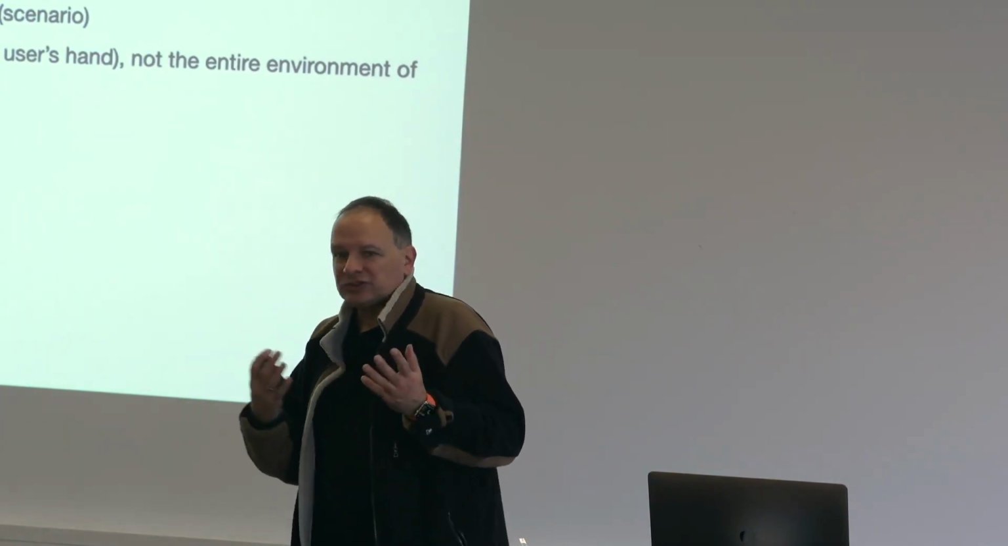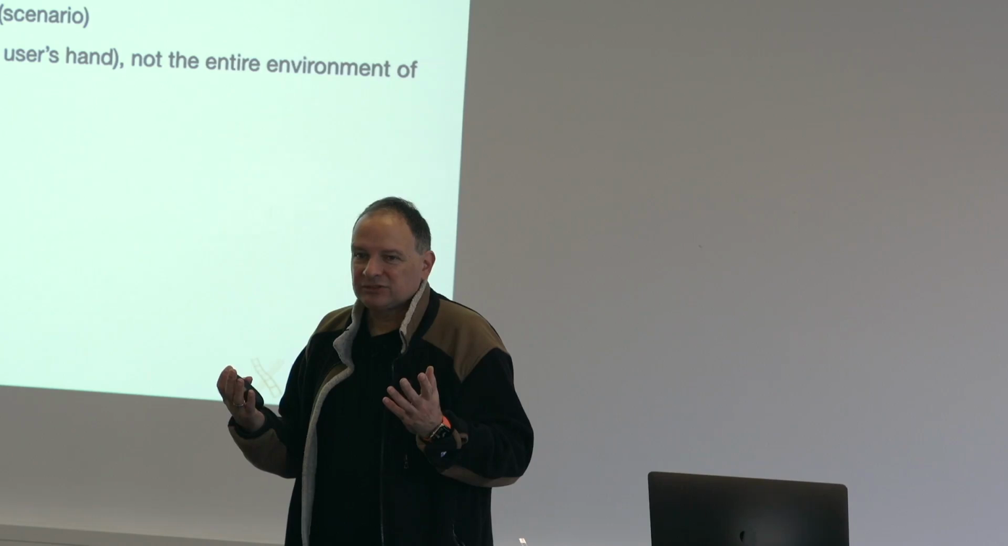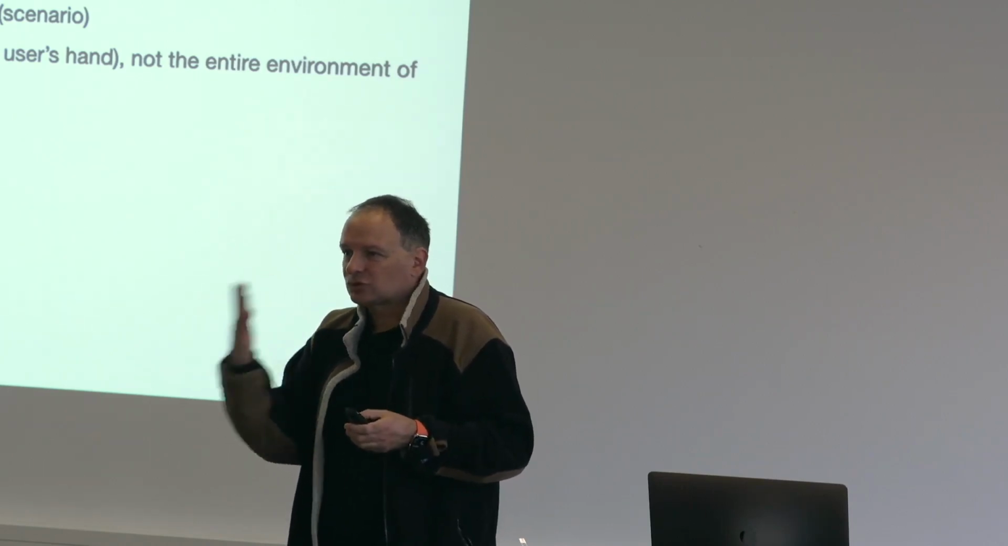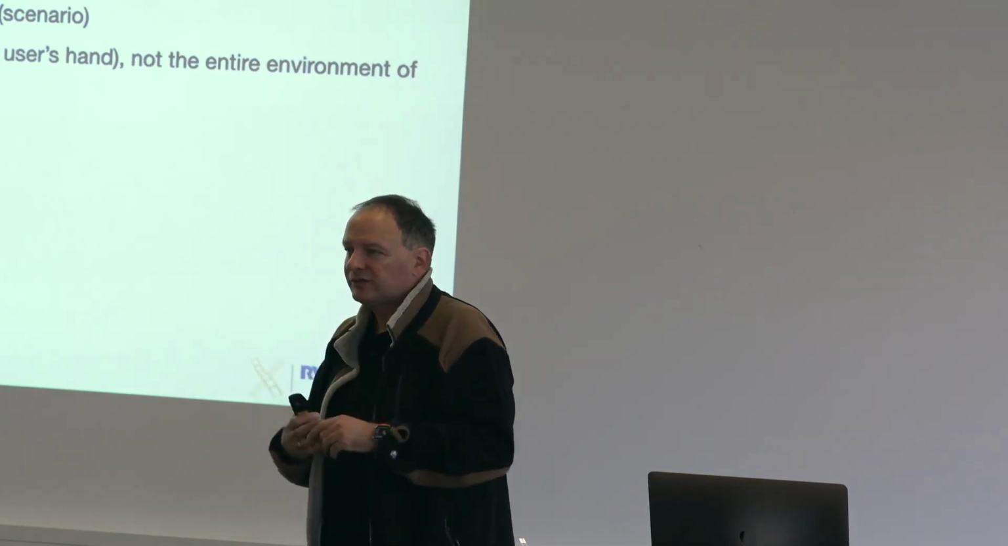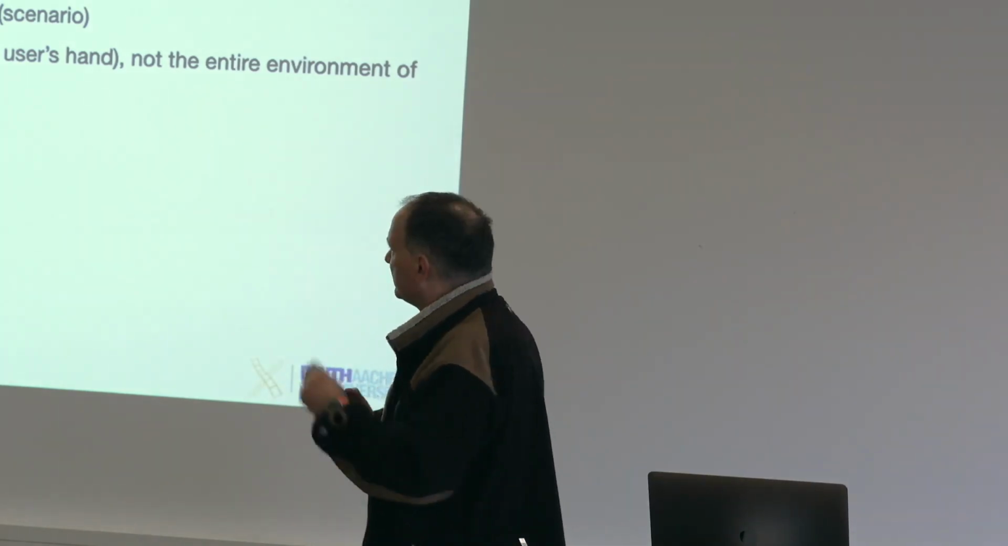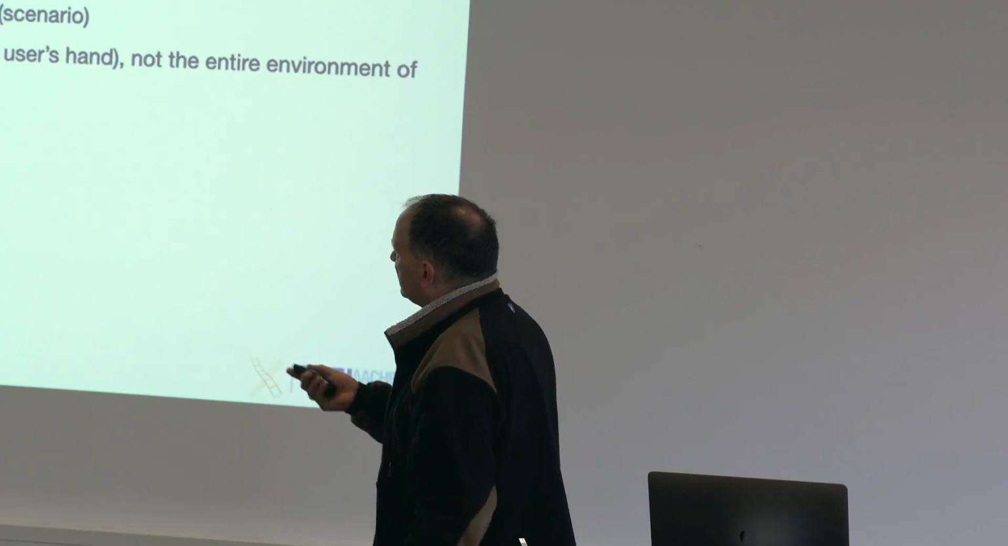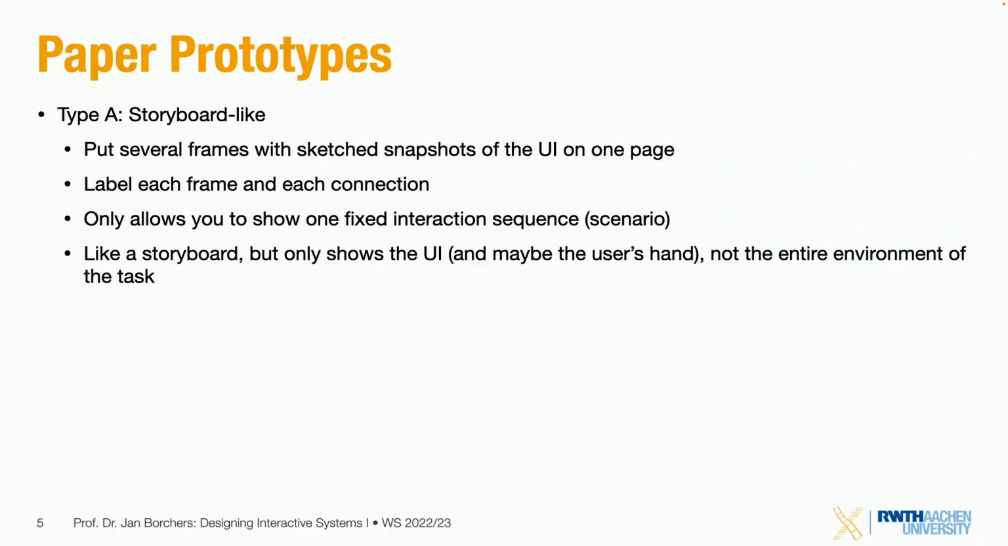VR games or stuff like this are a little bit of a different beast, right? There you have less of a discrete advancement through static screens, and you have more of a live environment. That's a little trickier to do with paper prototypes. But if it's your standard utility app or something, you've got these UI snapshots that you can easily identify.